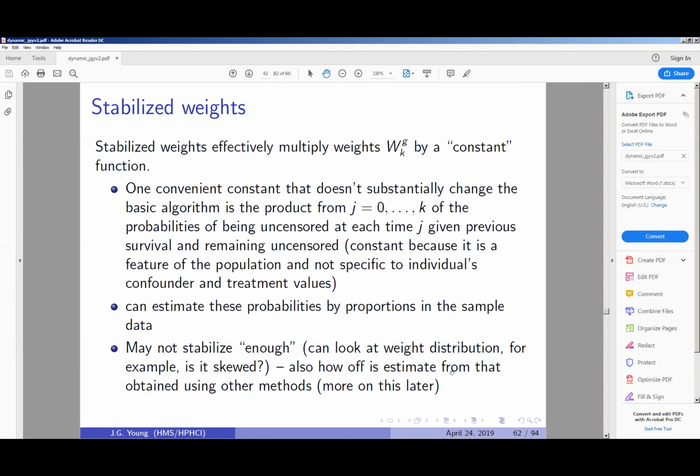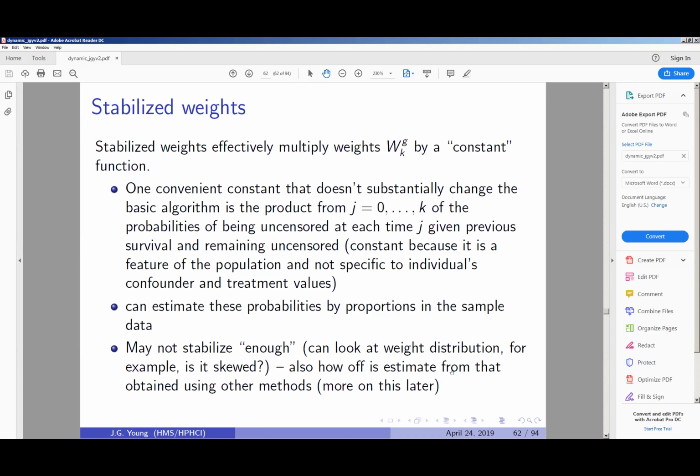What stabilized weights effectively do is multiply the unstabilized weights, the original weights, by a constant function. One convenient constant that doesn't substantially change the basic algorithm we went through at all is to take, on each line k in constructing the weight, the product from baseline to the current value of the probabilities of being uncensored at each time, just given survival and remaining uncensored, without conditioning on the treatment and confounder history. So these numerator probabilities in this case can just be estimated by proportions in the data.